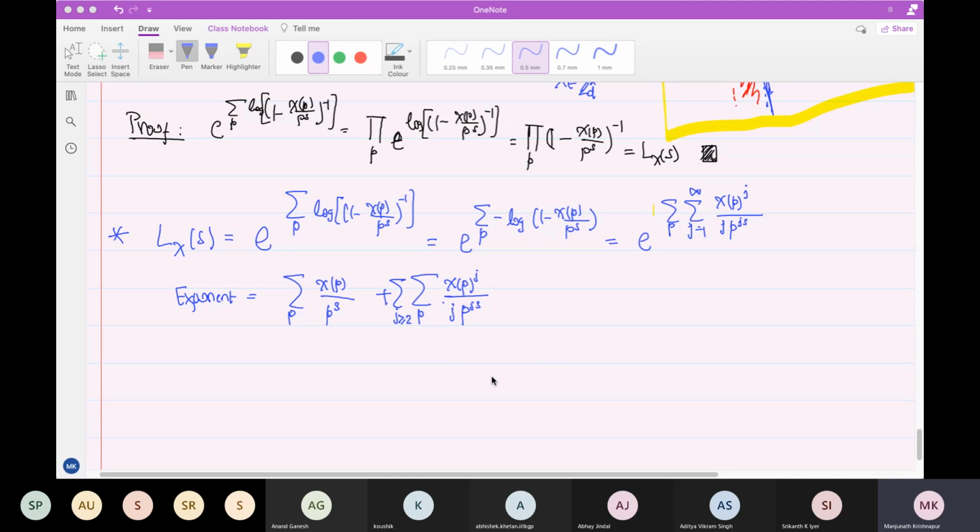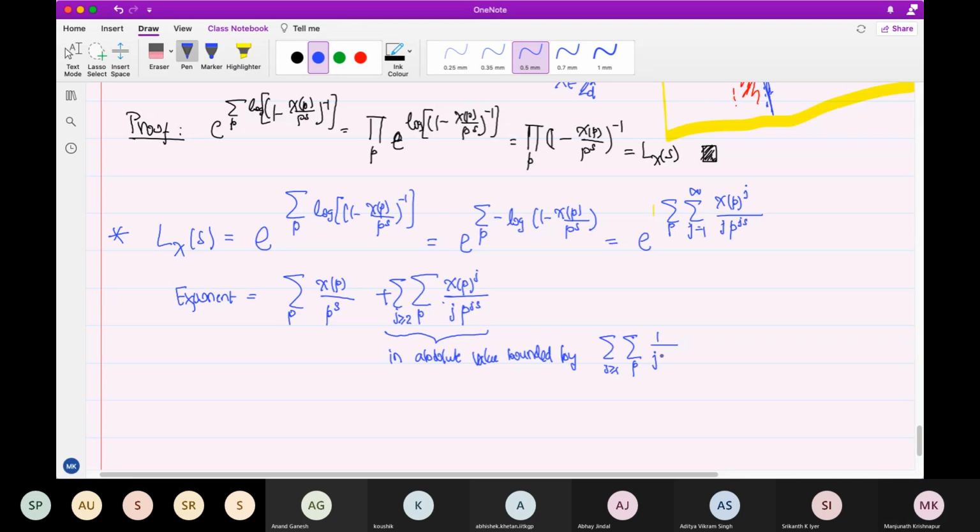So is this okay? Is it absolutely summable or not? Okay, let me complete it and come back to this. I didn't think of this issue also. So this whole thing is bounded in absolute value by the sum over j greater than or equal to 2, sum over p, and I can just put 1 for that, p to the js.